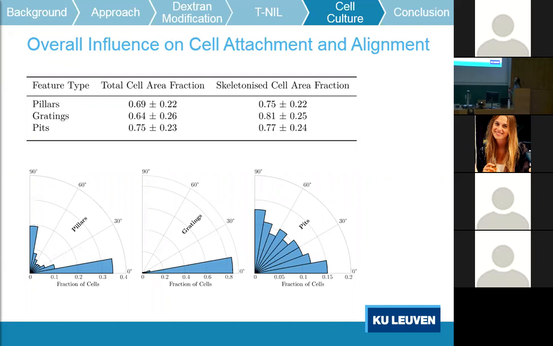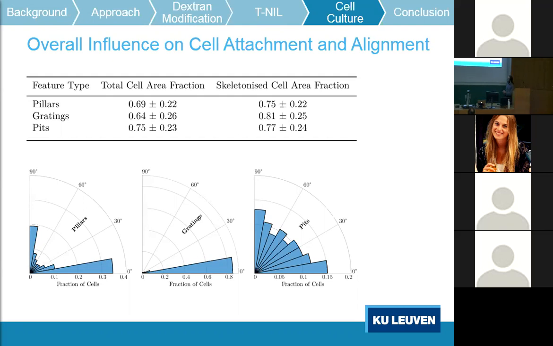is an assessment of the fraction of the cell area that overlaps with these smoother regions in the pattern. So in between the pillars, in between the gratings, and in between the pits, or the pits themselves, rather. And what I had seen is that an overwhelming fraction of the cell area did overlap with these regions of the patterns, which could indicate that there is an overwhelming frequency of cells to want to adhere to these regions, or a tendency to, rather. But what I also observed was that there was a quite profound influence on cell alignment.